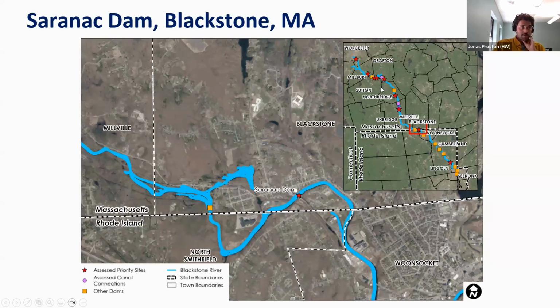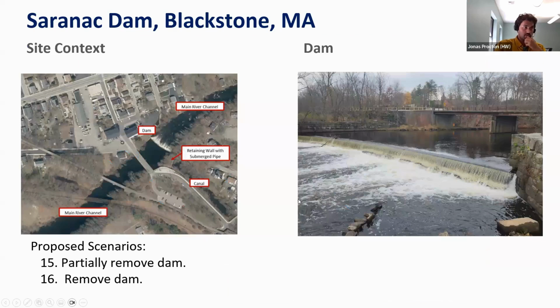Much farther downstream, now we're close to the border with Rhode Island. The Saranac Dam in Blackstone, Mass. At this point, the river has actually dipped into Rhode Island and has come back north into Mass for its final turn. So this dam is a little bit taller, maybe closer to 6 to 8 feet tall, and kind of near Central Blackstone.